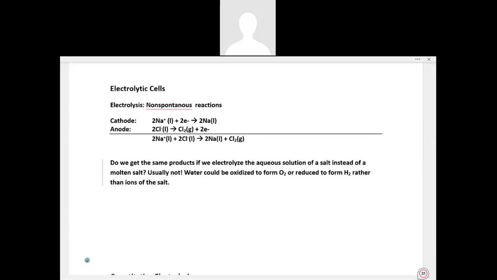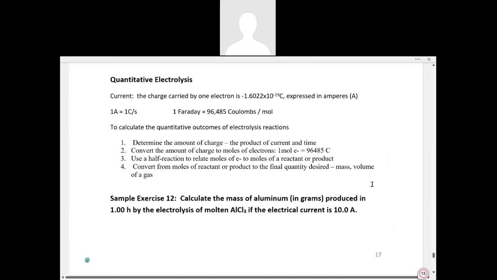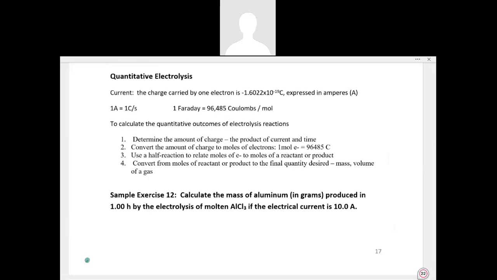Usually not, because water can also be oxidized to form O2, or we could reduce water to form H2, rather than ions of salt. So let's take a look at some of these quantitative electrolysis concepts below. Current: we define the charge carried by one electron as 1.6 times 10 to the -19 coulombs. This can also be expressed in amperes, which gives us a rate over time as well. So we note this relationship, that 1 ampere is equal to 1 coulomb per second. And we've already talked about the Faraday constant: 1 Faraday is equal to 96,485 coulombs per mole of electrons.